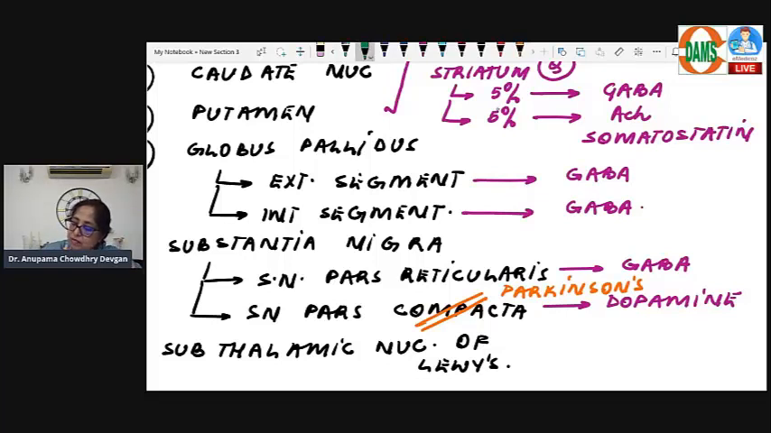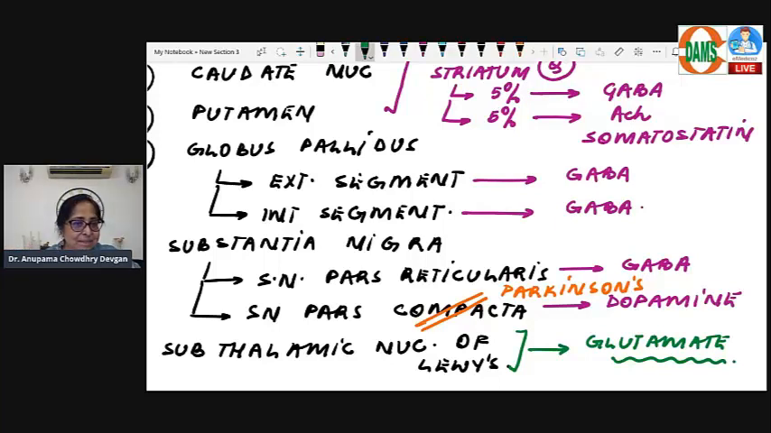Subthalamic nucleus of Luys is the only one which secretes glutamate. Right? It is an excitatory neurotransmitter. So this has been asked as a question. The only part of the basal ganglia which secretes an excitatory neurotransmitter, glutamate, is the subthalamic nucleus of Luys. Right?